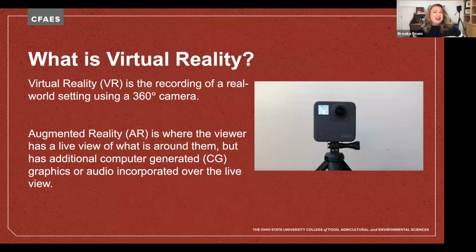What is virtual reality? That's always a question that we get from a lot of folks. And virtual reality is really, it's from how we're using it.